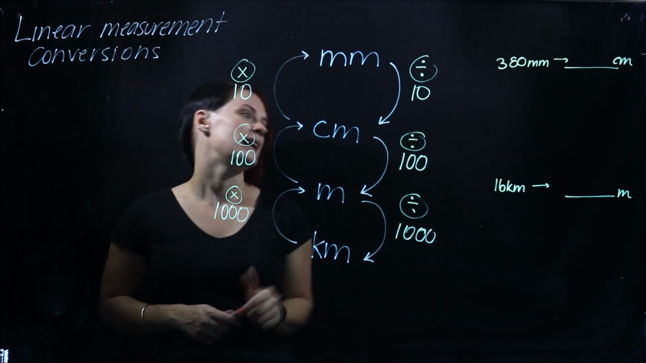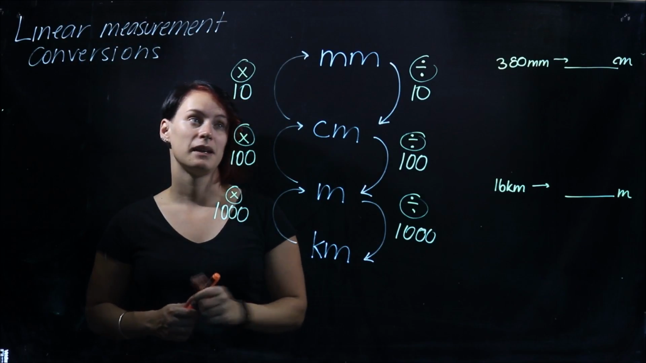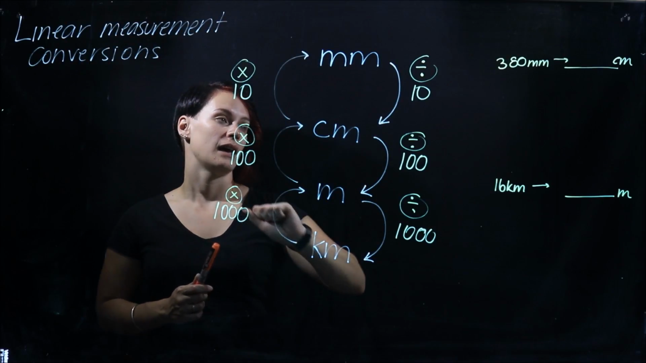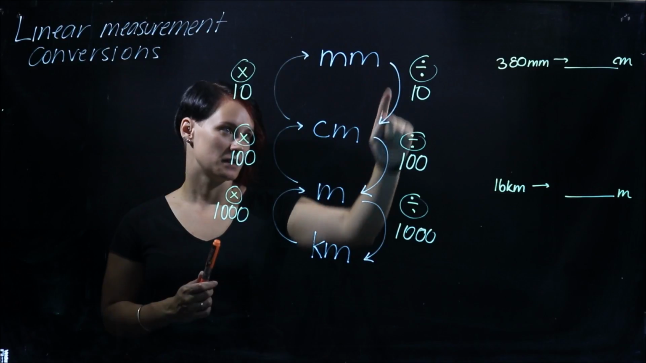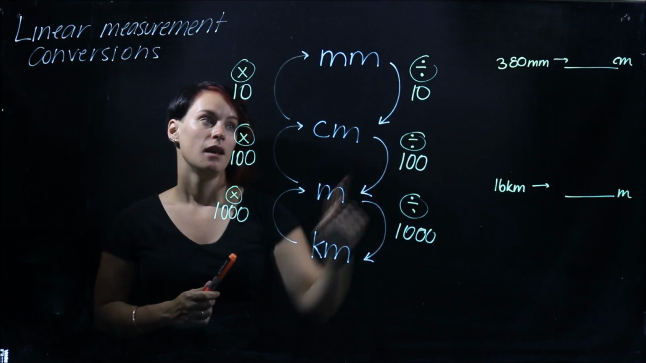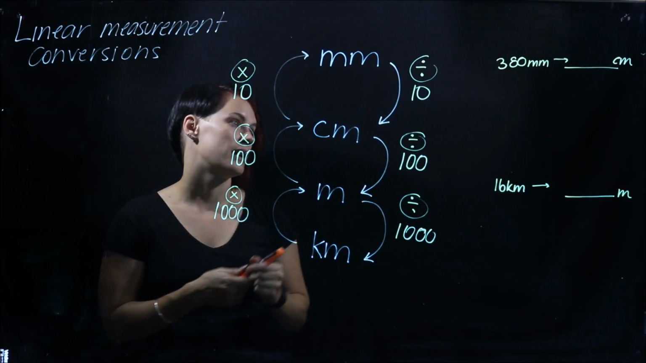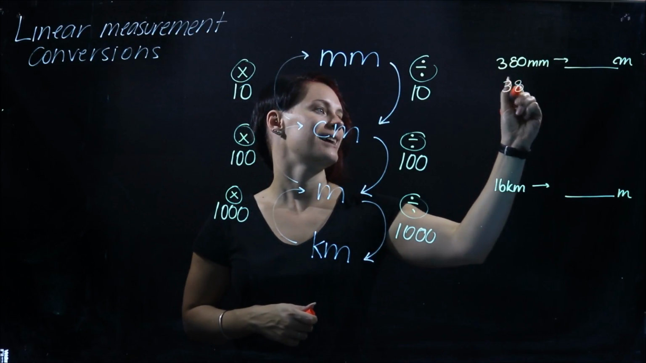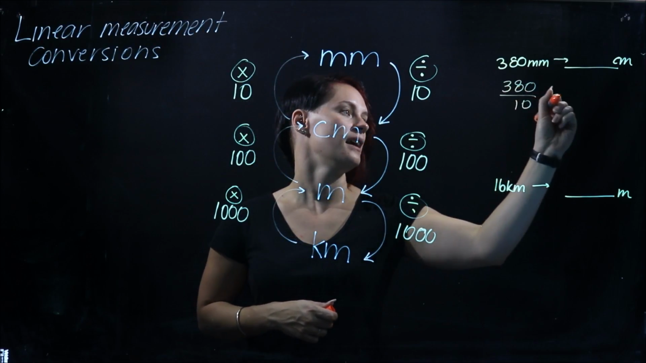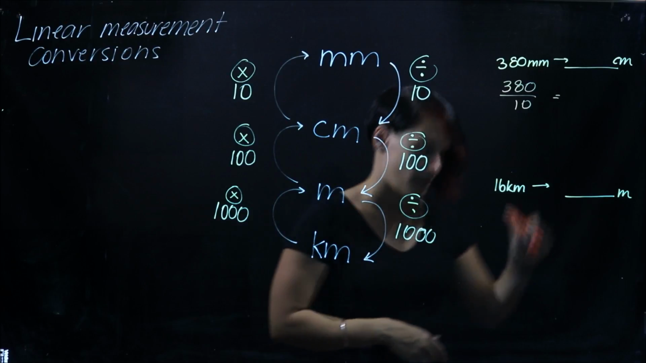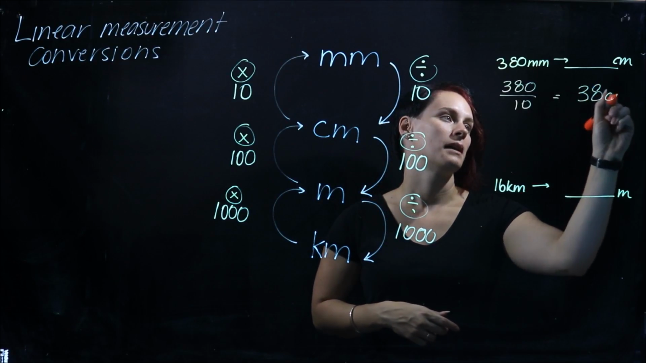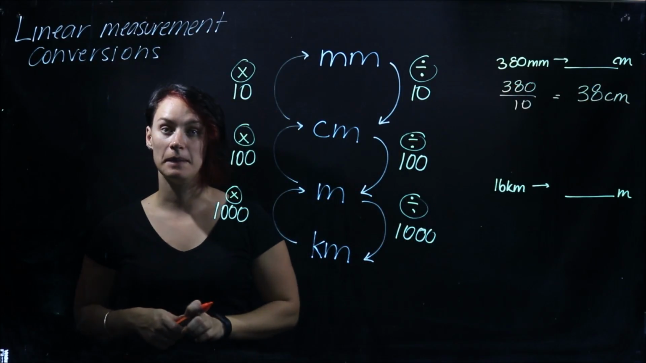We've got 380 millimetres and we want to turn it into centimetres. So we've got a millimetre unit and we want to go to centimetres. So that means we're going to have to use the number 10. And we are, in this case, dividing. So we would have to say 380 divided by 10, and that will give us our answer that there are 38 centimetres in 380 millimetres.